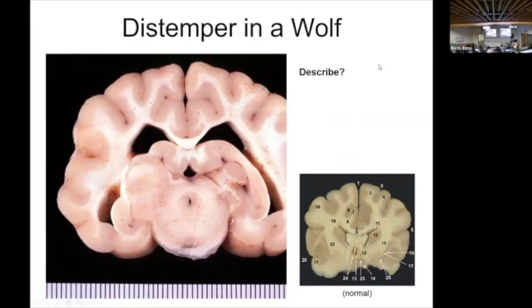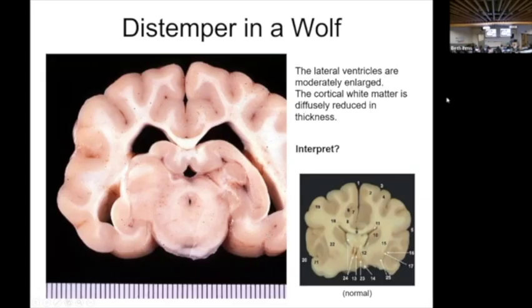All right, what else? What's the other lesion? There's for sure loss of white matter. Look how thick this is, especially right here. This is internal capsule right here. Look how thin and sad this white matter is. Look at his corpus callosum. Here's your corpus callosum over here. So yeah, we've lost a lot of white matter. So lateral ventricles are moderately enlarged. The cortical white matter is diffusely reduced in thickness. That would be my descriptor.